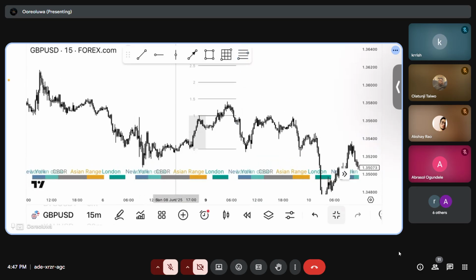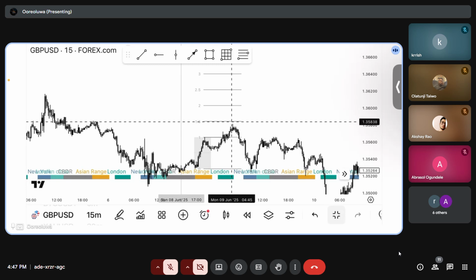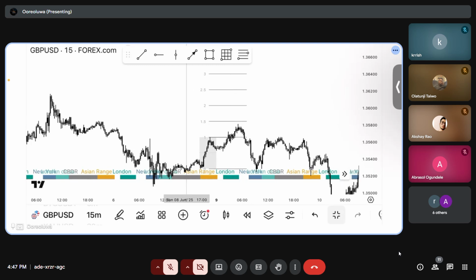Price almost tapped into this. This was a swing high for you.